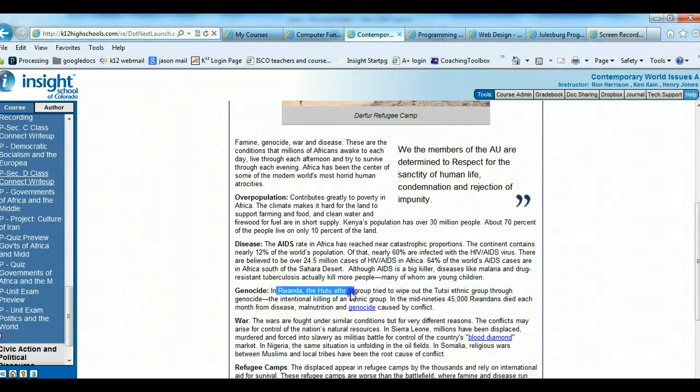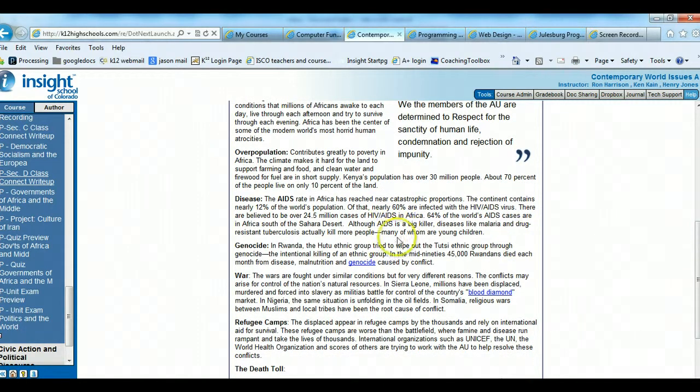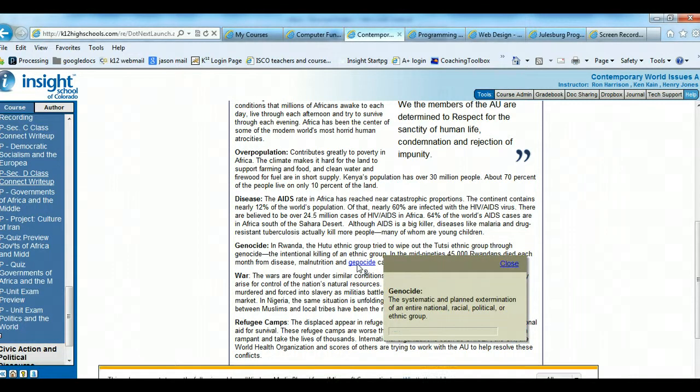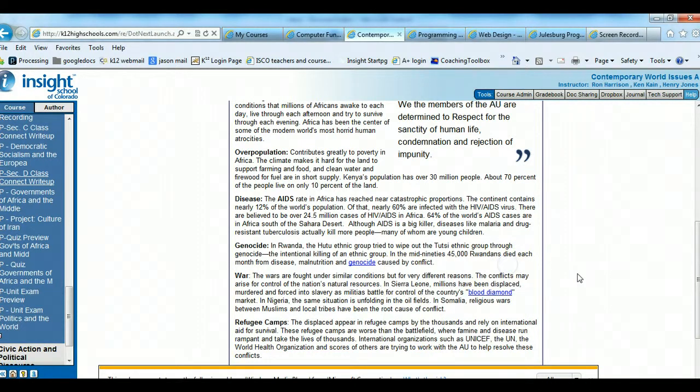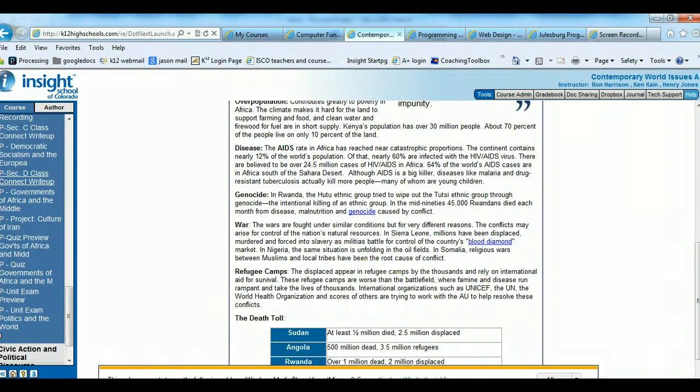Genocide. Genocide is when people kill people for no reason. And in Rwanda, there was ethnic cleansing, meaning that the Tutsi and Hutu tribes were fighting one another. 45,000 people died from that. So here's what genocide is: planned extermination of a political, ethnic, or national group. So you have that going on in some of the places in Africa.